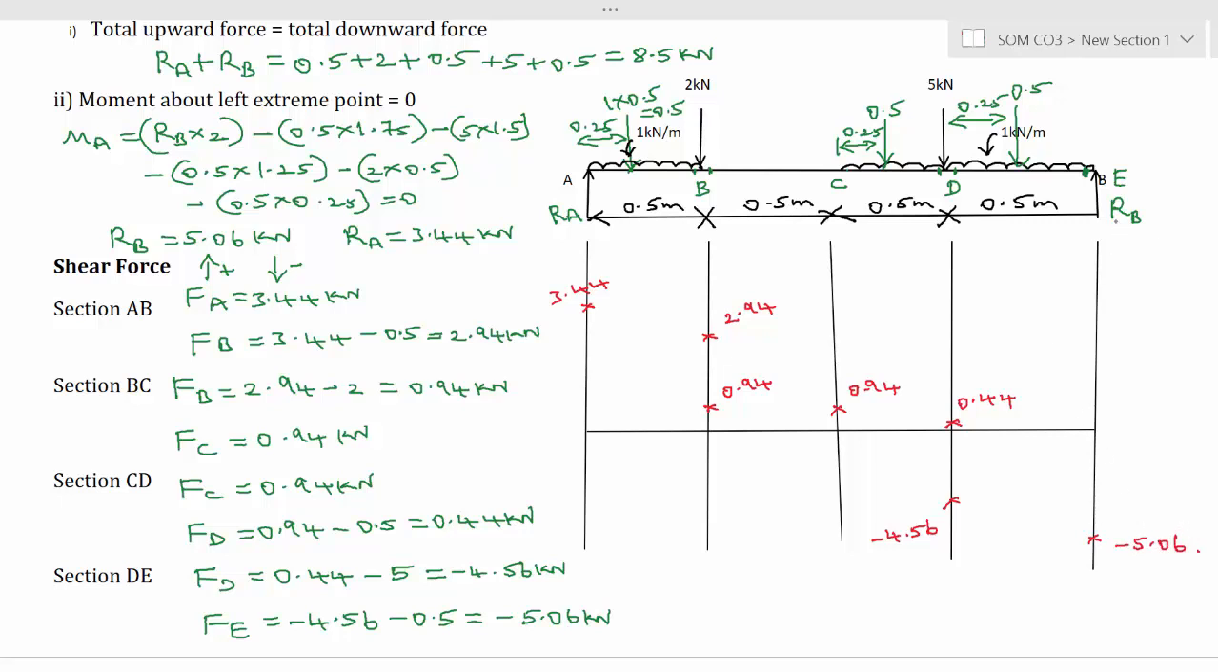So when you consider the reaction force, then it will be equal to 0 because RB is acting in the upward direction. Okay. So now we'll connect the points. In between section A and B, the uniformly distributed load is acting. So it's an inclined line. And here it's a straight line. And in between point B and C, there is no load acting. So it's a straight line.